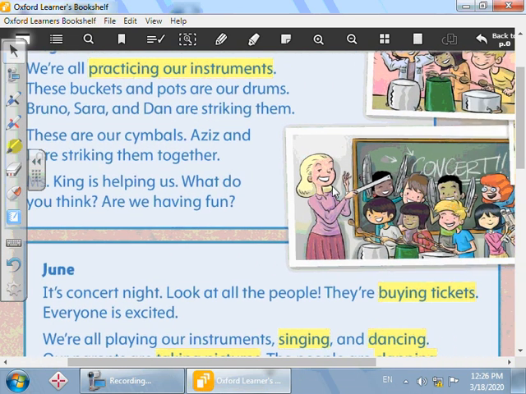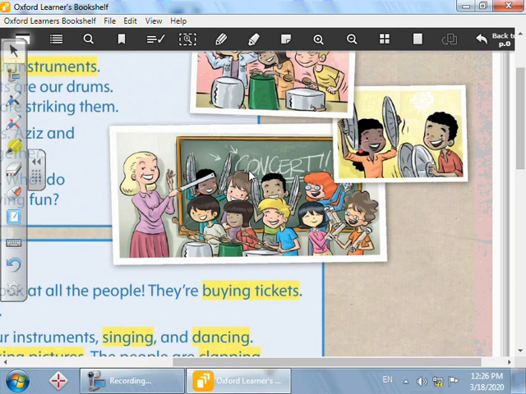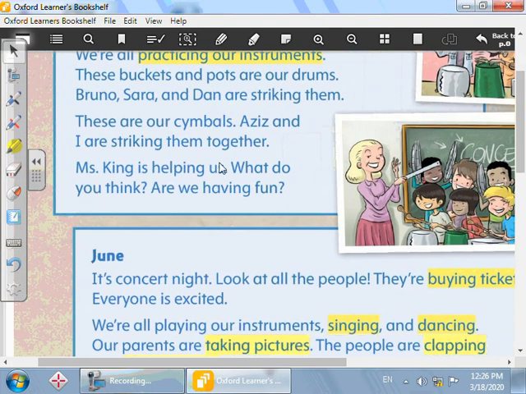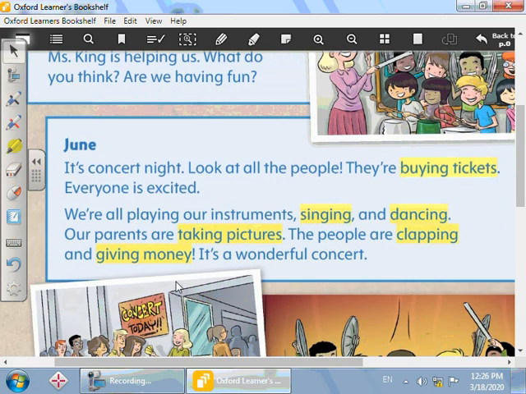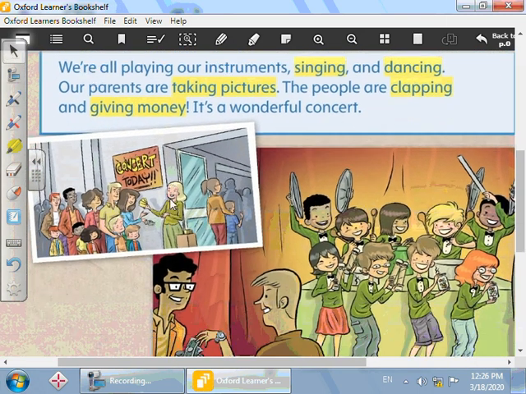These are our cymbals. Can you see, guys? We said these are the cymbals. Aziz and I are striking them together. The one who's talking, Maddie. Miss King is helping us. What do you think? Are we having fun? Of course they are. Now, let's look here to these pictures.